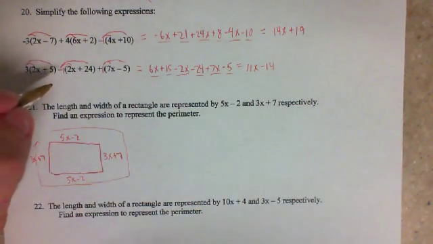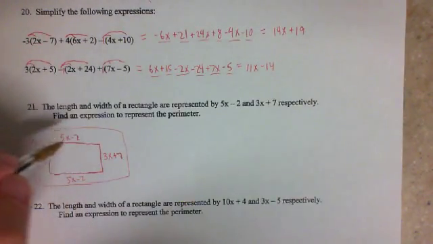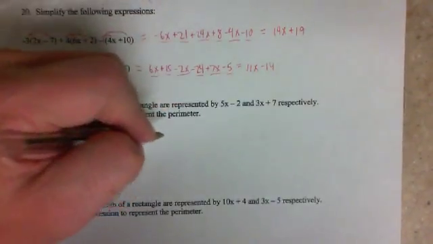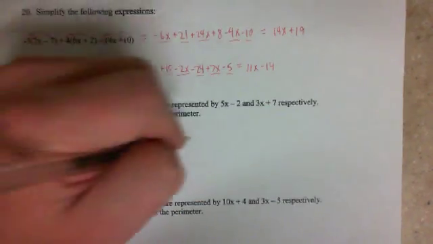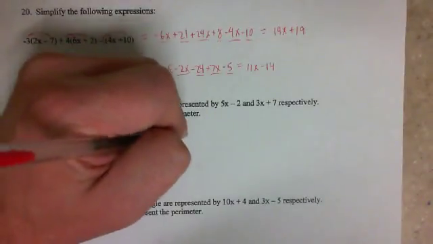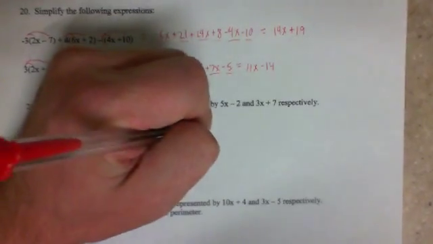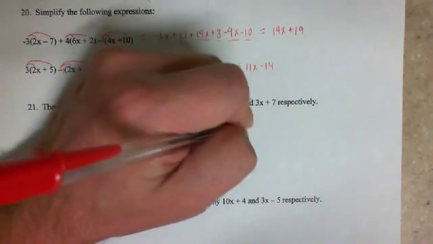Now some of you guys like to use the shortcut and just do 2 times the top and 2 times the side and then add them together. If you're comfortable with that, that's fine. If you're not, don't try it. Just simply write it all down. 5x minus 2 plus 3x plus 7. Don't stop. Keep going all the way around. Plus 5x minus 2 plus 3x plus 7.